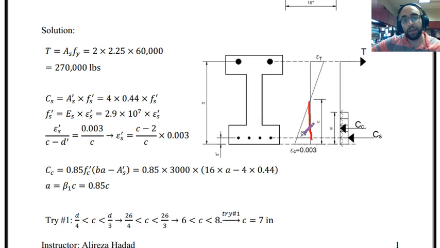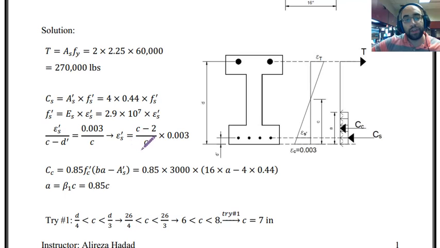So epsilon's over c minus d' is equal to epsilon c, which is 0.003, the maximum compressive strain in concrete, over c. We are looking at the larger triangle. So considering this, we can find the equation for epsilon's as a function of c, or depth of neutral axis.